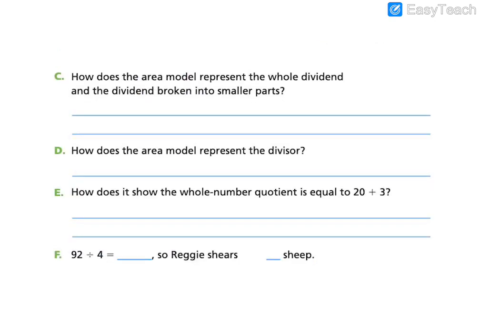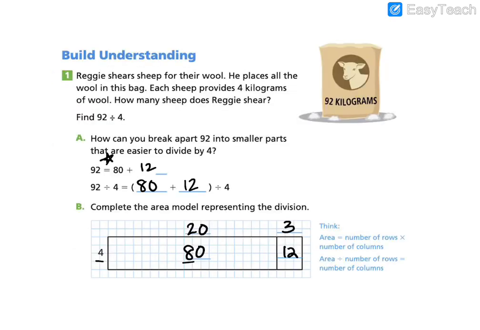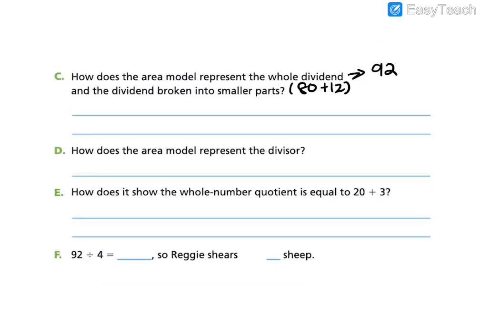So now let's go ahead and answer the questions. How does the area model represent the whole dividend? Okay, remember the whole dividend is 92, and the dividend broken into smaller parts, 80 plus 12. Well, if I look back at this, if you were to sit and count all the squares, there would be 92 squares in this. Each of these rectangles then has the number of squares we wrote. Has 80 squares and 12 squares. So how does it represent the whole dividend?